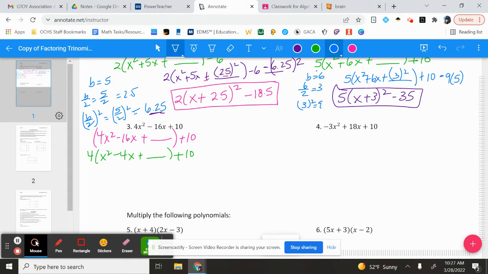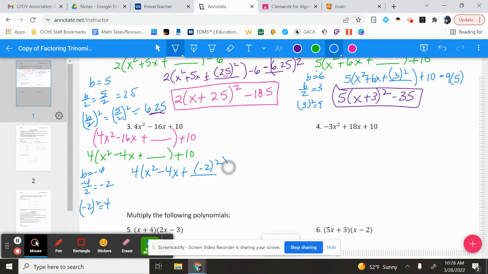So if I look at my new b value, my b value is negative 4. So I do negative 4 divided by 2, which is negative 2. Negative 2 squared gives me positive 4. Now I can plug these values in. So I have 4 times x squared minus 4x. Now remember, it's going to be plus what my b value was squared, so negative 2 squared. And it's important that I use that.